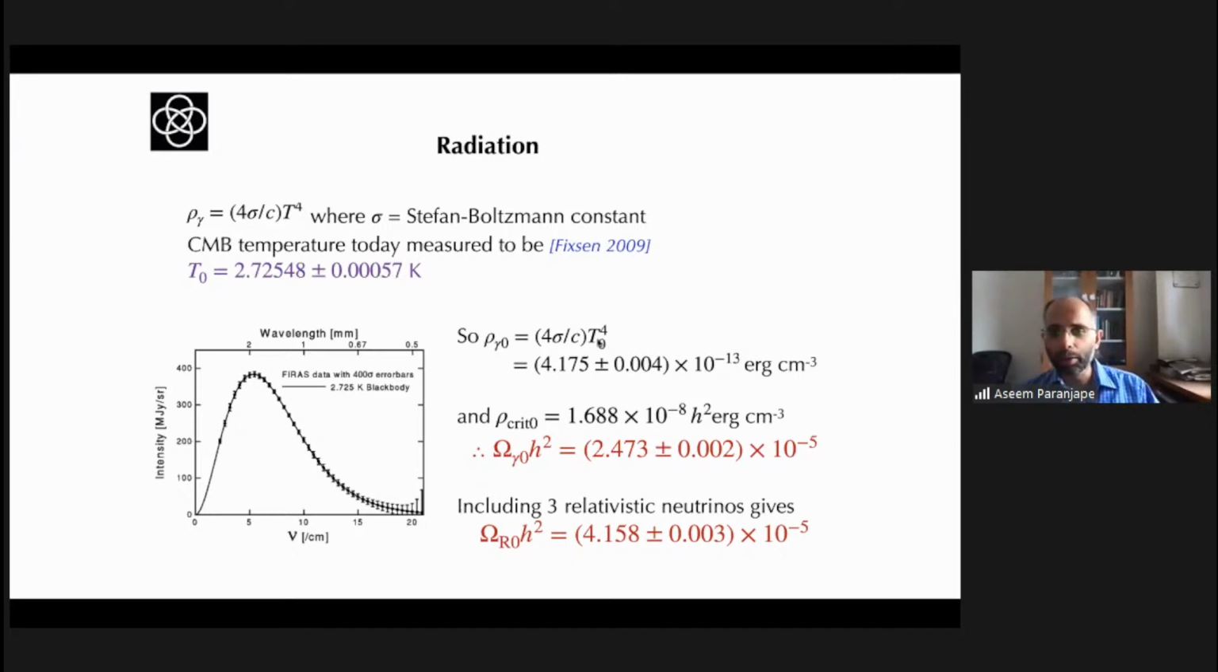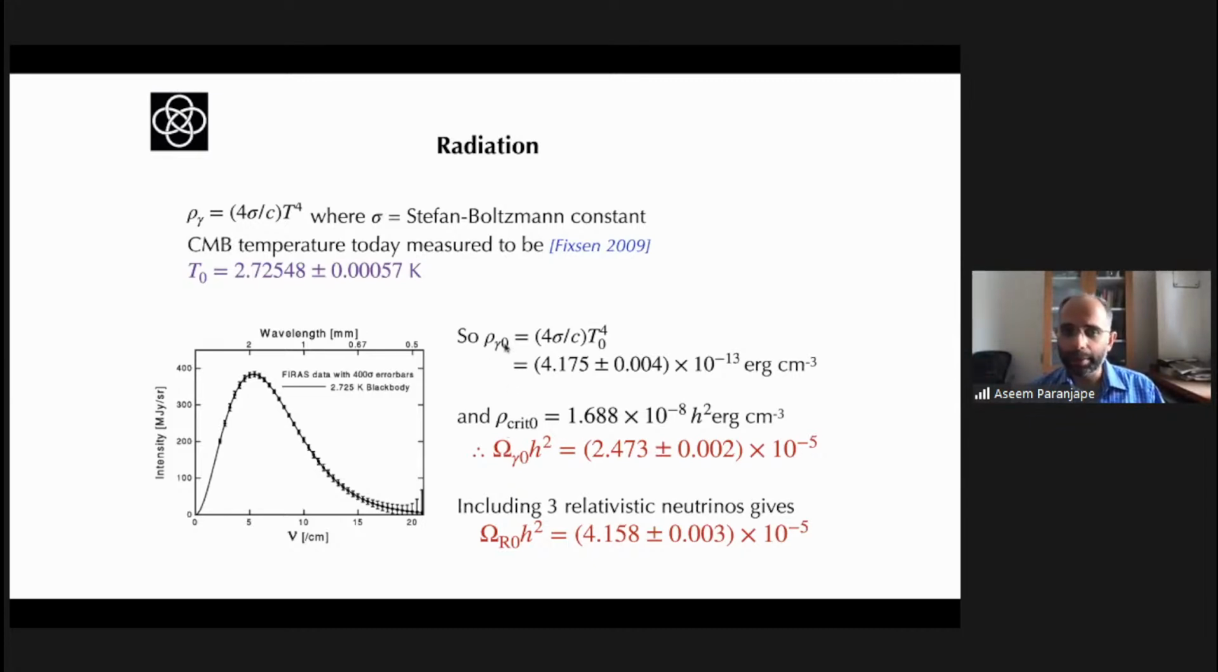So if I do a simple error propagation, I get a value of rho critical naught to be something with an error of 0.004 in the fourth significant digit. So I can take a ratio of these and I'll get a value of omega gamma, which is the dimensionless energy density in photons. Okay, not all of radiation, but in photons. And that will turn out to be this number. So as you can see, it's a very tiny number.